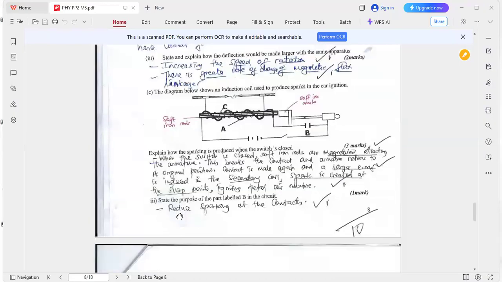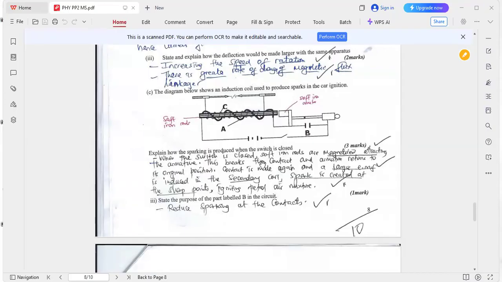Then C, we have an induction coil. The diagram below shows an induction coil used to produce sparks in a car ignition. Explain how the sparking is produced when the switch is closed. First of all, you should know the work of this device. This is a device that is used to switch on a petrol air engine.